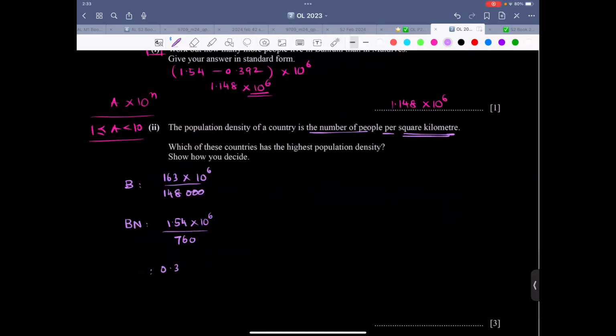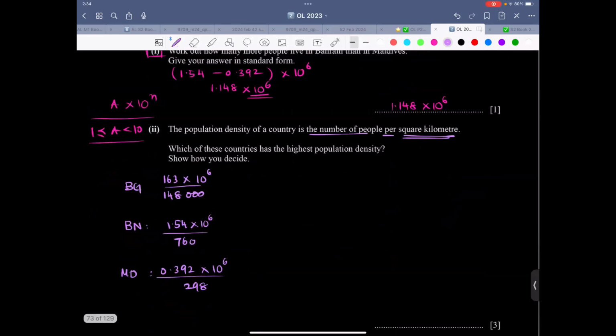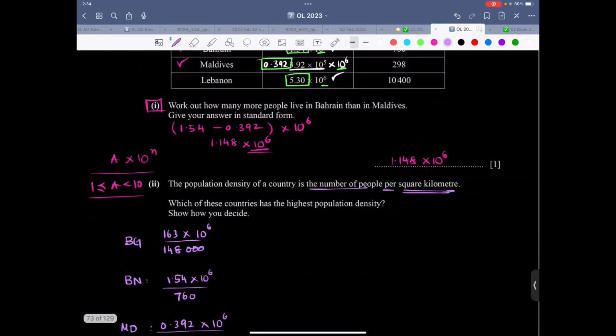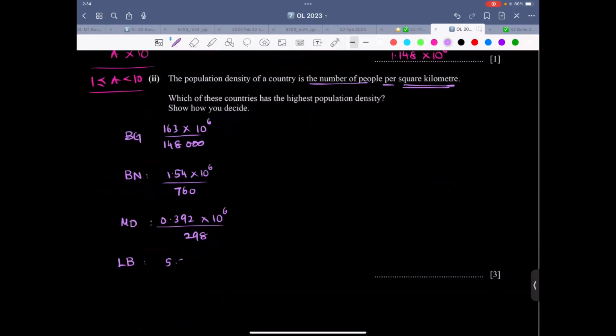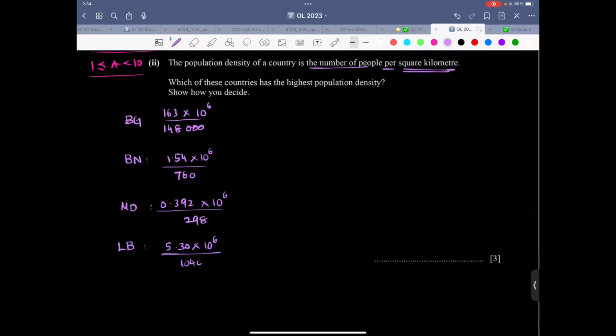The third one is 0.392 into 10 to the power 6 divided by the area. The area of Maldives is 298. So this is Maldives. This is Bangladesh. And the last one is Lebanon. So in Lebanon, it's 5.30 into 10 to the power 6 divided by 10400. So when we do the calculation, we are getting 4 values, and those 4 values I have written over here. I have calculated it.